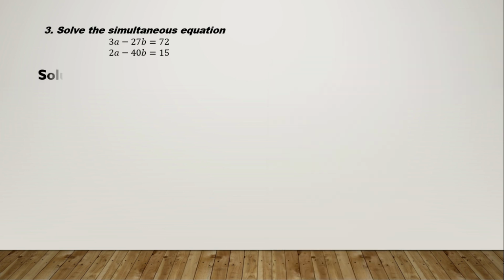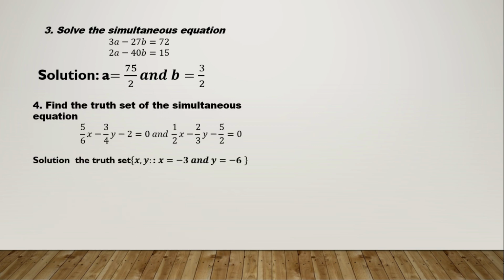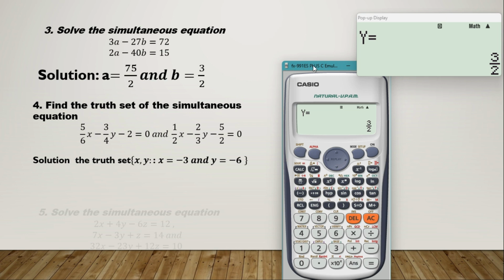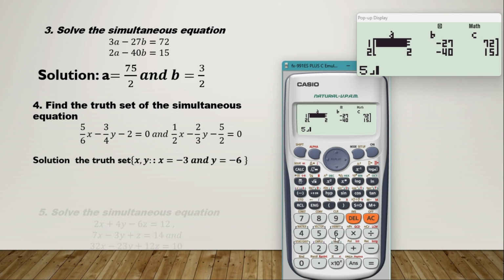It's negative 75 on 2, and b is 3 on 2. The next example is that. So we key inside the function again. We have 5 over 6, so 5 over 6, equal sign, negative 3 over 4, equal sign.